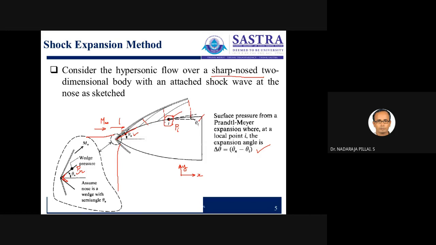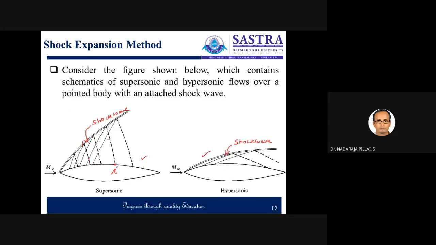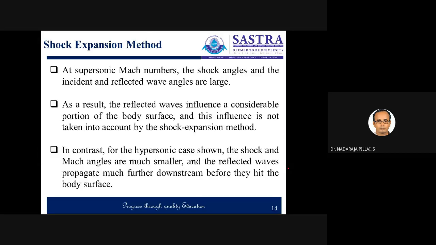The reflecting waves also affect the pressure at point I. So the idea here is, for supersonic flow, the reflection wave again hits the body surface, right? But in the hypersonic flow, the reflection wave does not really affect the surface. Most of the time it will lie outside the body, right? So that is why the shock expansion theory ignores the reflected waves' effect on the body surface pressure.